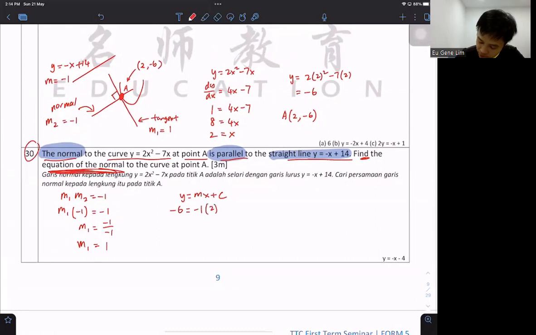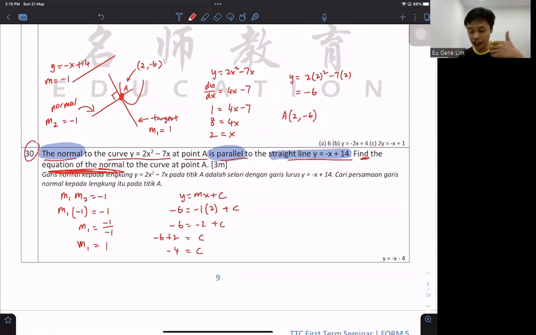Then x is 2, plus c. So negative 6 equals negative 2 plus c. c is negative 6 plus 2, which is negative 4. So the equation is y equals negative 1x plus, minus 4. That's the answer. Understand?